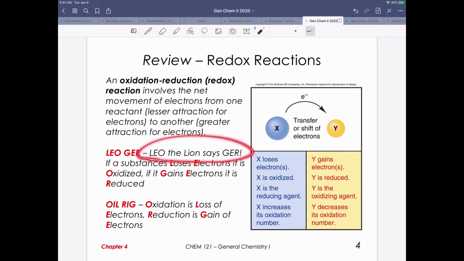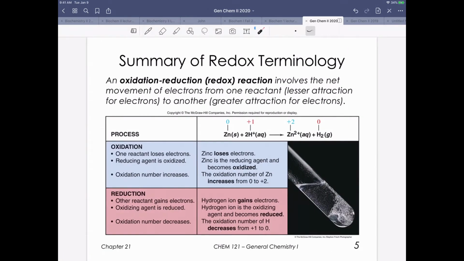You may have remembered Leo the Lion says grr, or maybe you were from an oil rig camp. Oxidation refers to the loss of electrons. So oxidation is loss and reduction is gain. Oxidation is loss, oil, reduction is gain, rig. However you want to remember it, we need to remember that when we lose electrons, something is oxidized, and when we gain electrons, something is reduced.